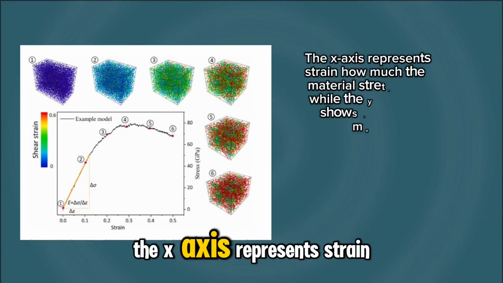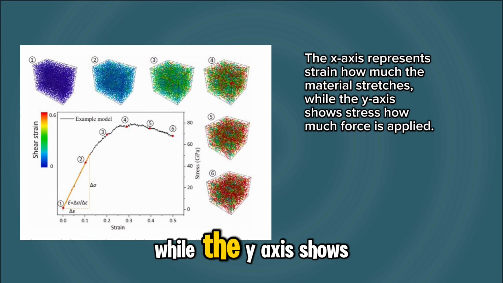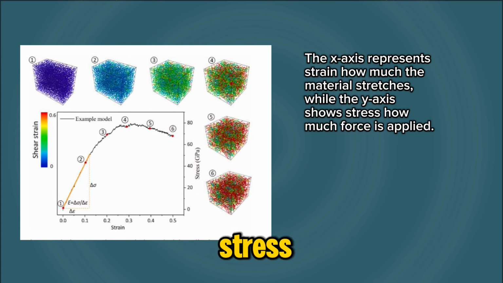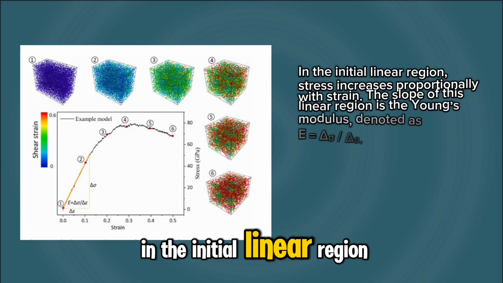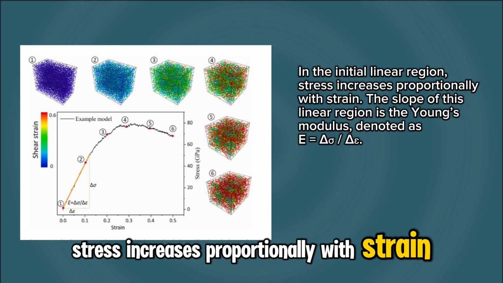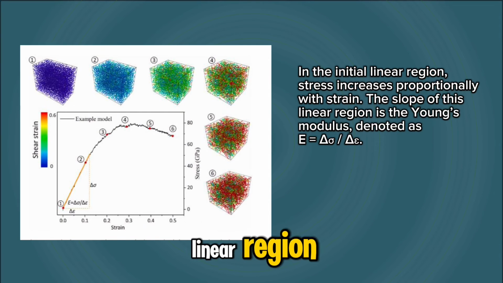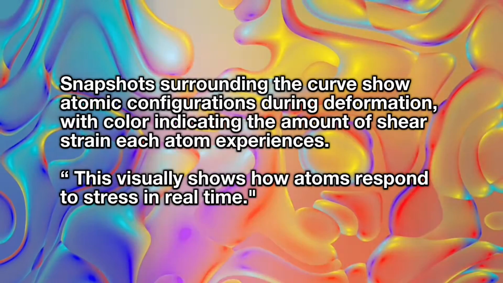The x-axis represents strain, how much the material stretches, while the y-axis shows stress, how much force is applied. In the initial linear region, stress increases proportionally with strain. The slope of this linear region is the Young's modulus, denoted by the formula.